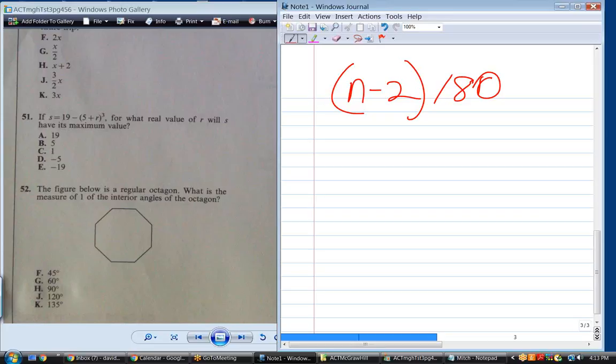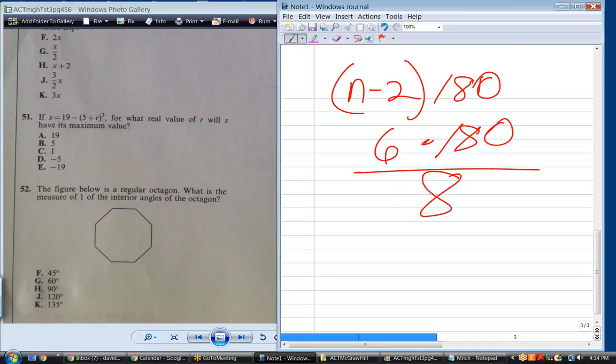So, what's the sum of the angles in this octagon? 1080. 6 times 180, right? In other words, n minus 2 is 6. We don't actually need to convert that because there's one more step. That's the sum of all 8 angles. So each angle is what? Got to divide that by 8.